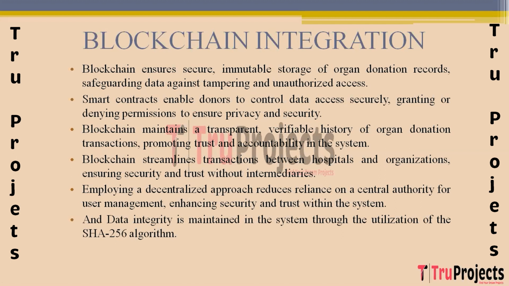And data integrity is maintained in the system through the utilization of the SHA-256 algorithm, that is Secure Hash Algorithm 256-bit. Each block in a blockchain is linked with a unique hash code. These blocks are maintained across multiple nodes or servers. Before storing new records, blockchain verifies the hash code of each block. If any block data is modified, it results in a different hash code, triggering security alarms and ensuring the integrity and immutability of the data.